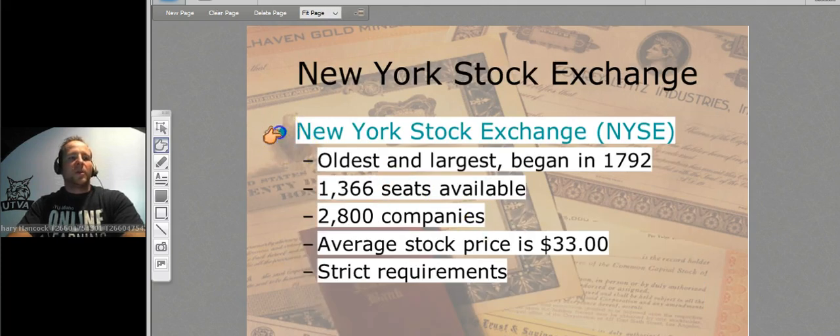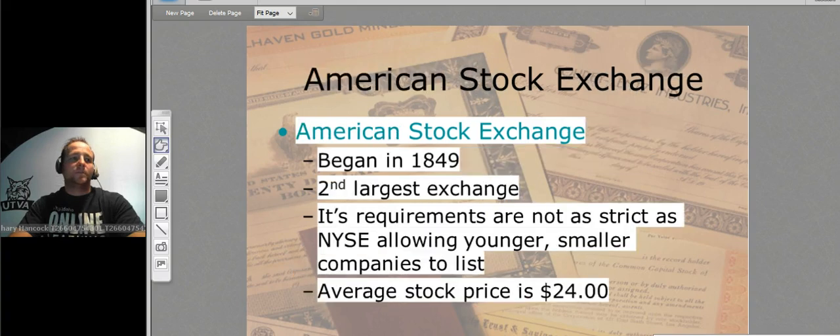Okay, so a couple things about the New York Stock Exchange. It's the oldest and largest, began in 1792, which is a long time ago. 1,366 seats available. There's 2,800 companies. The average stock price is $33, and there's a strict requirement to be part of that. And then you have some of the other ones like the American Stock Exchange. It's the second largest. Average stock price is 24.